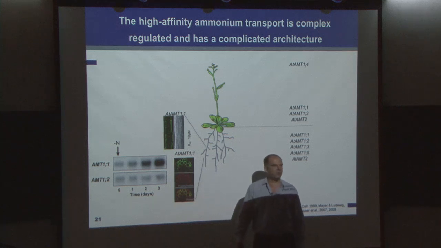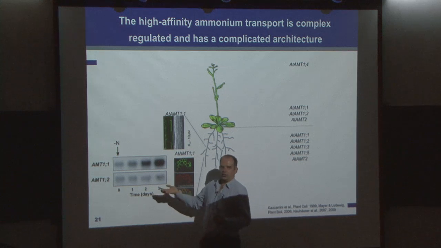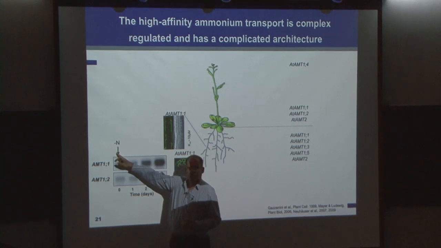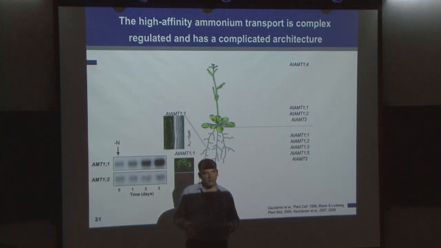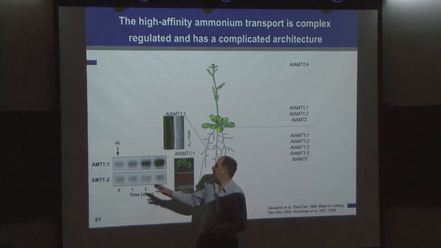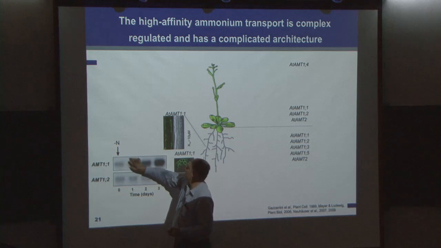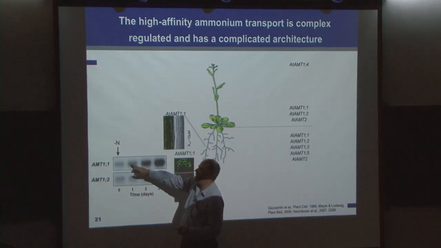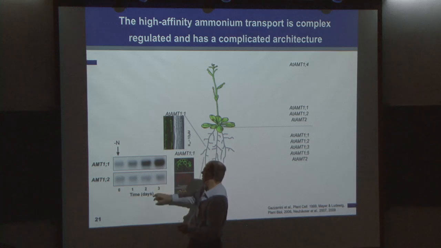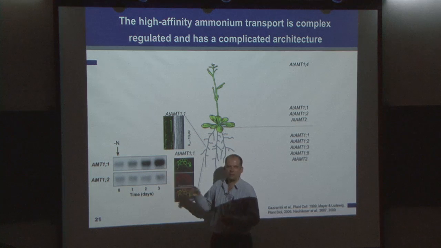And the interesting thing about AMT1,1 and AMT1,3 is also that when you deprive plants of nitrogen, when you, for example, grow these plants in nutrient solutions and transfer these plants and their roots to a nutrient solution not having any nitrogen, then the gene expression, here shown by northern blot, starts to appear after 1 day a little, after 2 days a little bit more, after 3 days quite some substantial gene expression, and later it goes down.